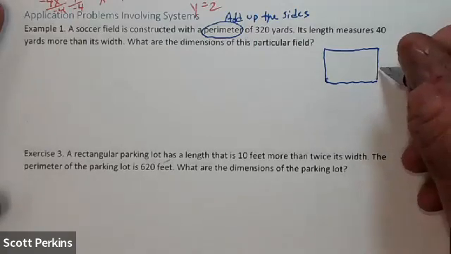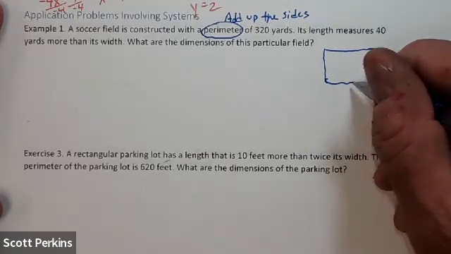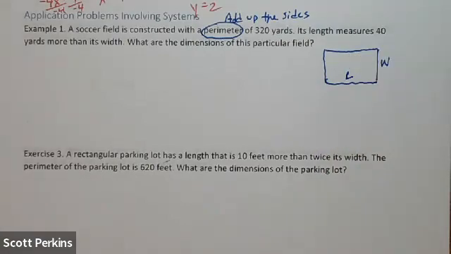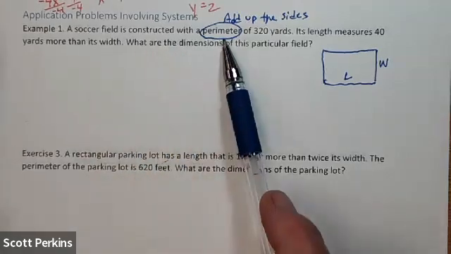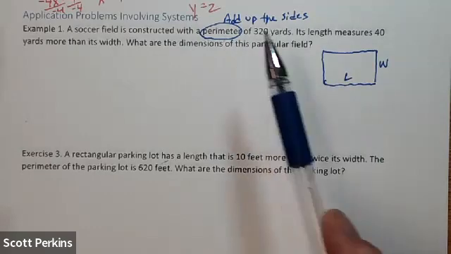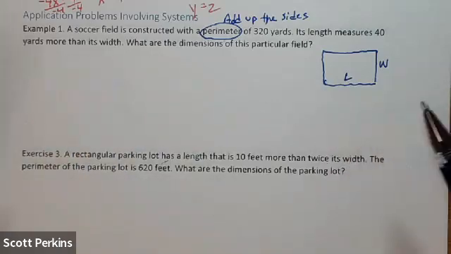So I'm going to say that this side right here is W for width. And this side right here is L for length. We okay with that? We doing okay? So the first sentence says a soccer field is constructed with a perimeter, which means add up all the sides, of 320 yards. The second sentence says the length measures 40 yards more than the width. The question is then, what are the dimensions of this particular field? Okay, fantastic. We can do this.